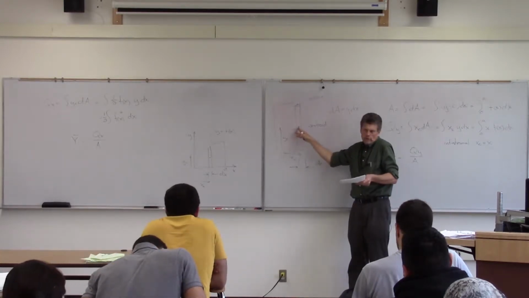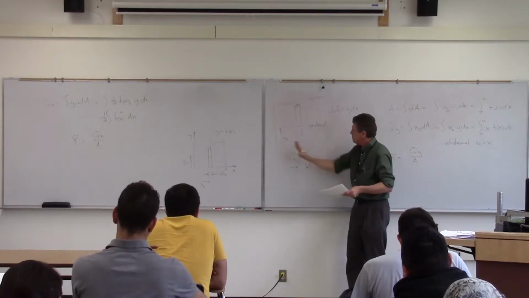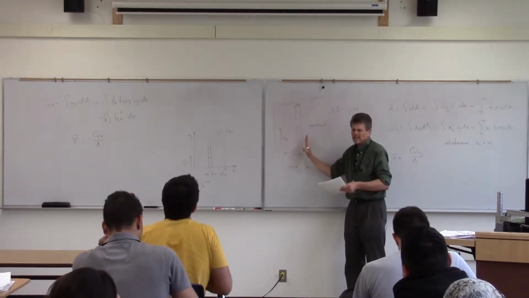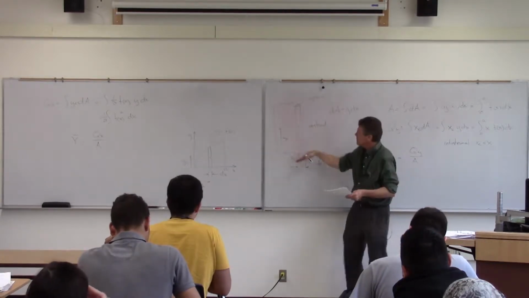Well, we know the centroid of a rectangle is going to be right in the center. So half the width there, but basically that's so small, there's no half width to worry about. But height there is, because it is this height.